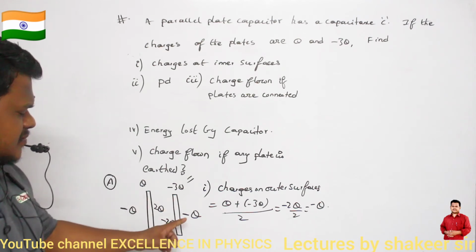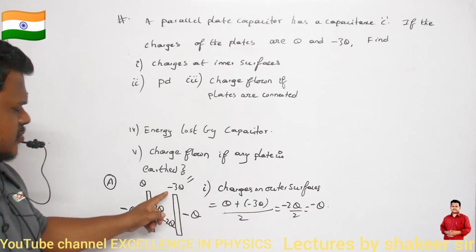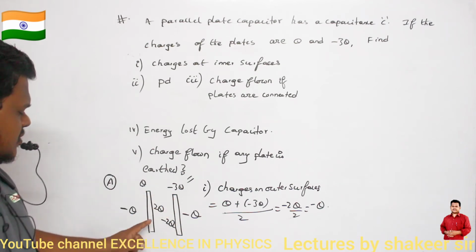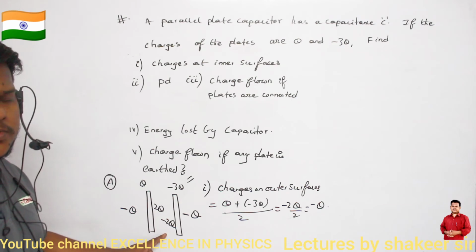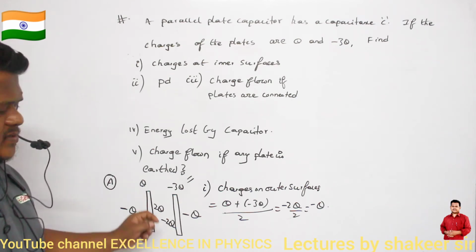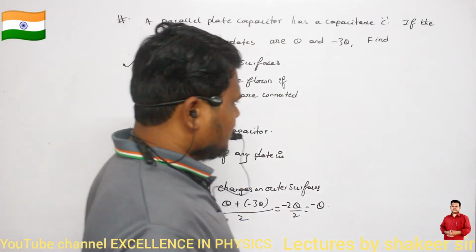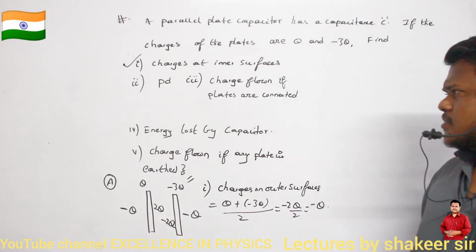Now see the conservation of charge here: -2Q minus Q gives minus 3Q. Satisfied, no? So +2Q and -2Q should be the charges present on the inner surfaces. That is our answer for the first question. So the first question is completed. Then he is asking the second one.